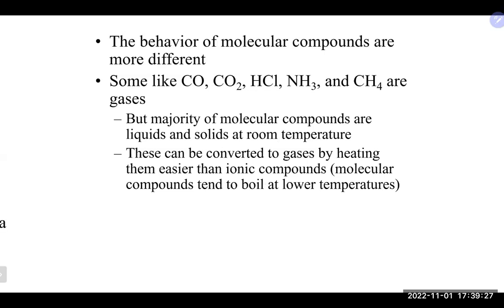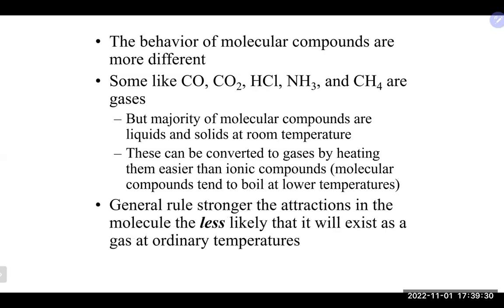Now, molecular compounds or covalent compounds, where we share electrons, are a little bit different. We can find some molecular compounds that are gases under normal conditions. So things like carbon monoxide, carbon dioxide, ammonia, and methane. These are all gases. But a lot of molecular compounds will be liquids or solids under normal conditions. The major difference between an ionic compound and a covalent compound is that under normal conditions, you can more easily convert a molecular compound into a gas than you can an ionic compound.